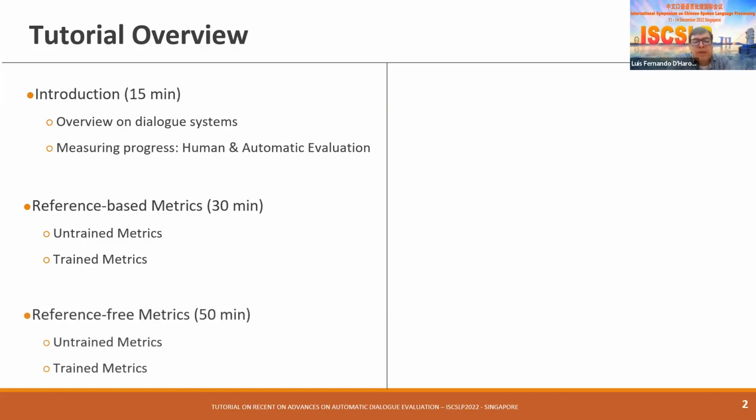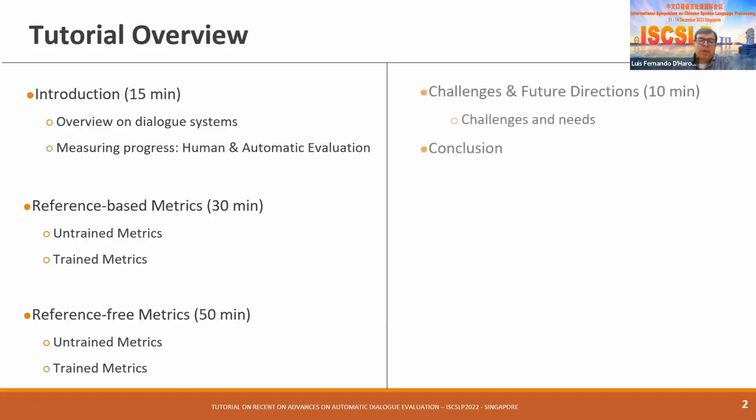Then we move into reference-free metrics. This is the largest part of the tutorial because it's the current trend and the most important mechanisms that we are developing right now for dialogue evaluation. Again, we have untrained metrics and trained metrics. So we will be explaining different approaches at turn level, at dialogue level, but also untrained and trained metrics. This part will be mainly covered by Chen. This is part of his current research. He will be explaining many different current options and state-of-the-art models on this. So we will finalize with the challenges and future directions for this field, the things that we need to continue working on, and we finally have some conclusions.